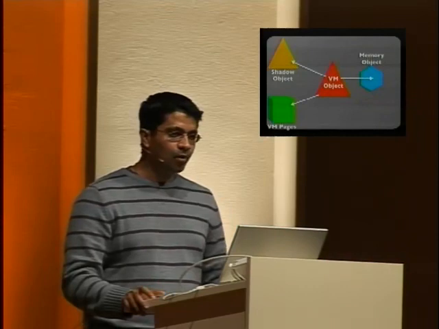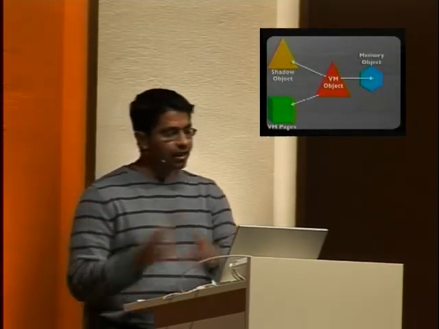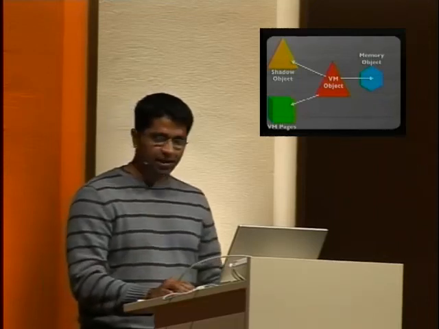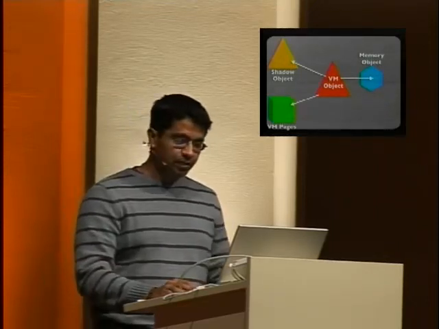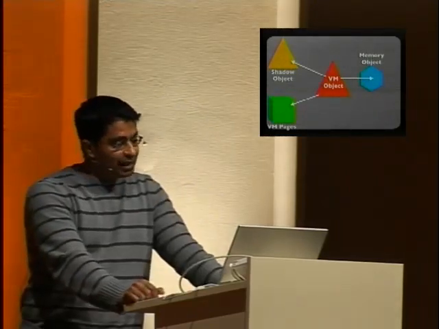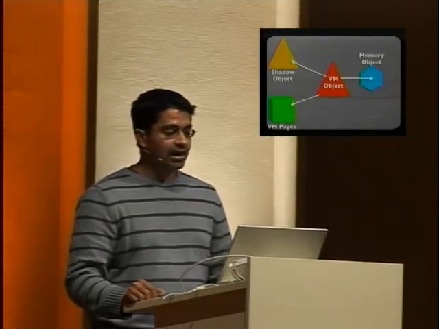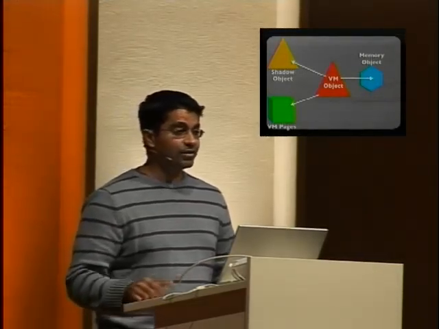And as you keep writing more, you will have these chains of these shadow objects, which can collapse if necessary. And then we have this interesting thing called a memory object, which is really the portal to where the memory comes from. And a memory object is implemented as a Mach port.